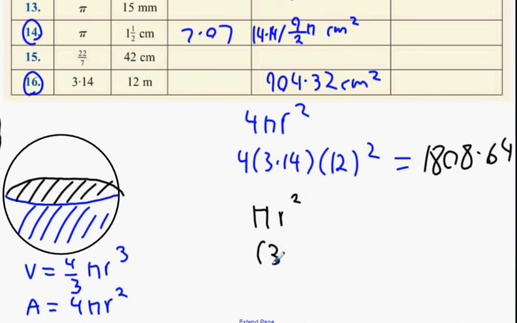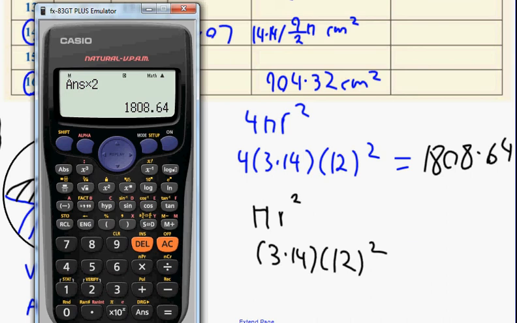So it's going to be 3.14 times 12 squared. So 3.14 bracket 12 squared. Add it on to your 904.32, and what you get is 1356.48.